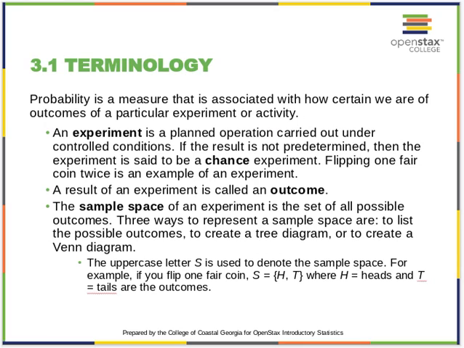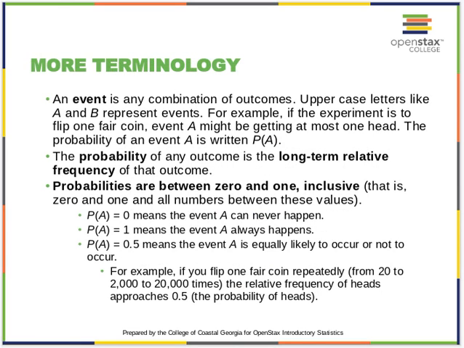So, an experiment is a planned operation carried out under controlled conditions. If the results are not predetermined, then the experiment is said to be a chance experiment. That it's completely random, it's fair. The result is then an outcome. An event is a combination of those outcomes.